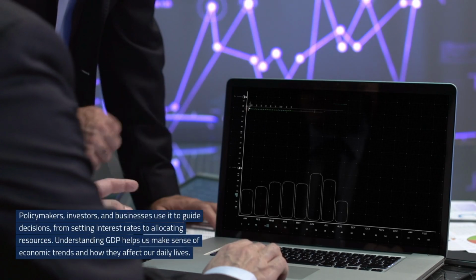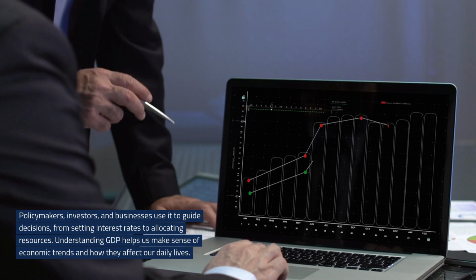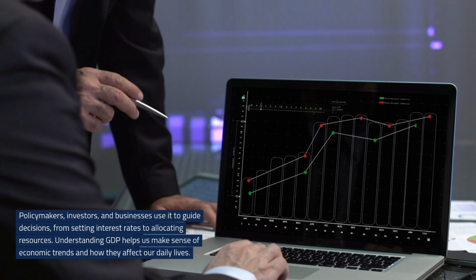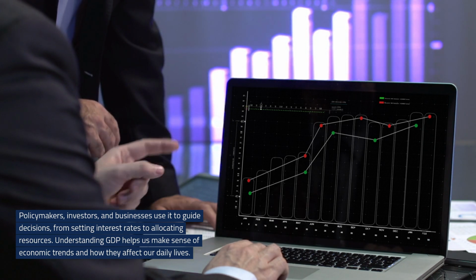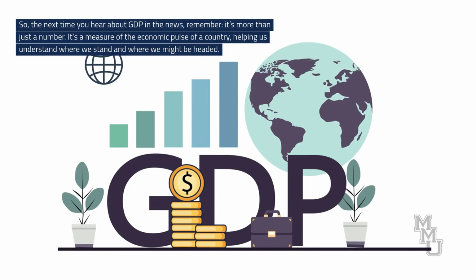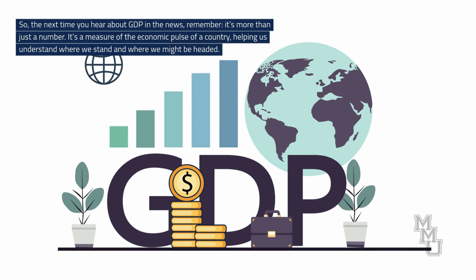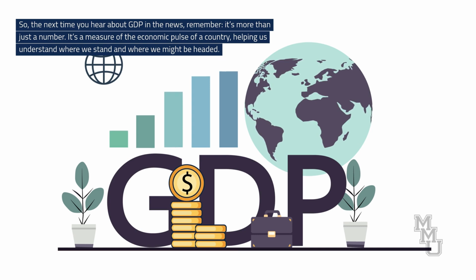Policymakers, investors, and businesses use it to guide decisions, from setting interest rates to allocating resources. Understanding GDP helps us make sense of economic trends and how they affect our daily lives. So, the next time you hear about GDP in the news, remember, it's more than just a number. It's a measure of the economic pulse of a country, helping us understand where we stand and where we might be headed.